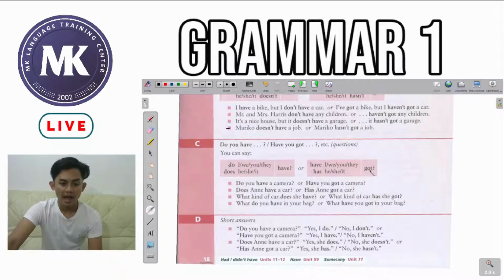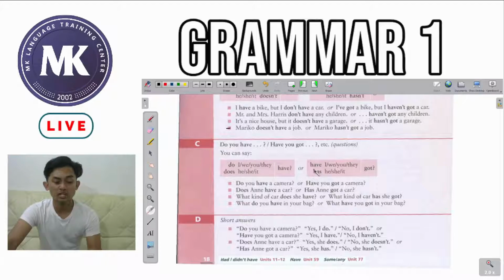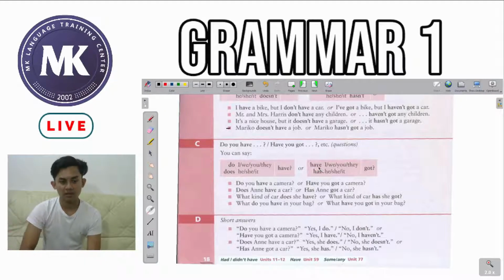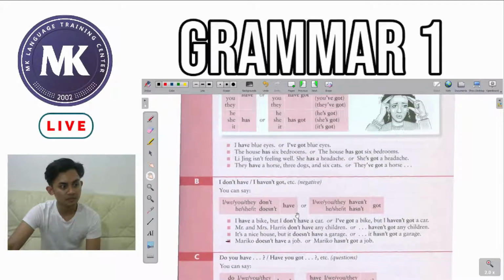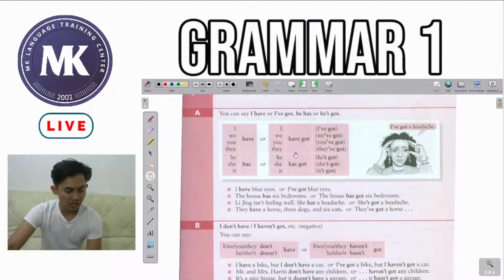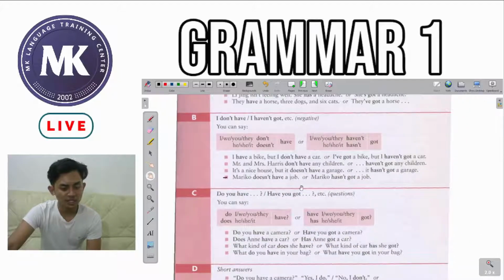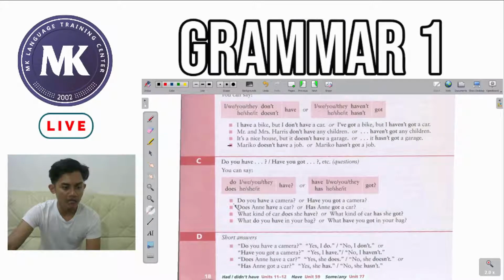Okay, now for have got, we have to use have in the beginning of our question. So, if we look back at our sentence making of have or have got, we use have after the pronoun. But to ask a question, have must come before the pronoun. So, have I, we, you, they got, or has she, he, it got.